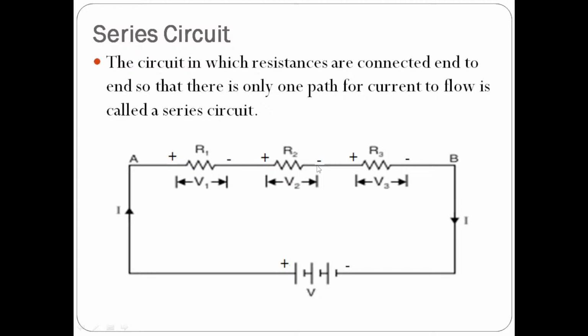Now, the property of a resistor is that it opposes the flow of current. So there will be some energy wasted across the resistor. Let us assume there is some voltage drop across R1, V1. V1 is the voltage drop across R1, the voltage drop across R2 is V2, and the voltage drop across R3 is V3.